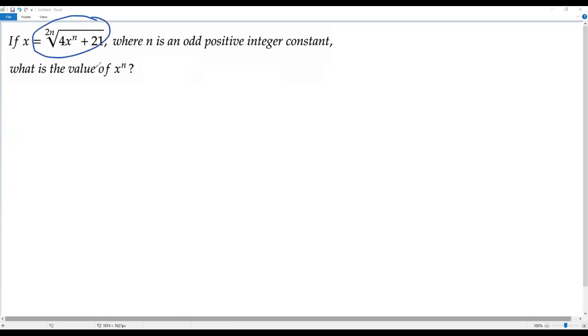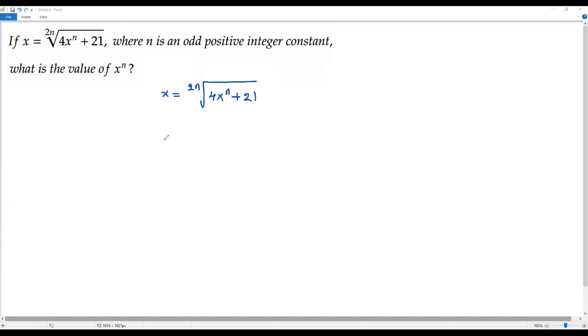In the given equation, we have to find the value of x to the power of n. Let me write the given equation as it is. That is x equals the 2nth root of 4 times x to the power of n plus 21. On the right side of the equation, we have a radical with the index 2n. Now to get rid of this radical, we have to raise both sides of the equation to the power of 2n, which is the index of the radical.